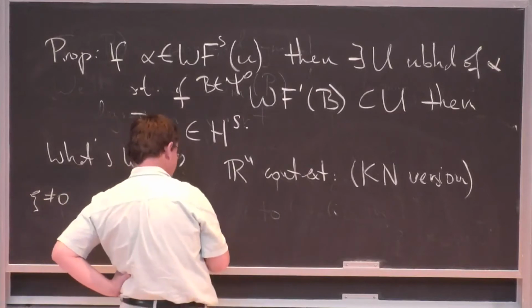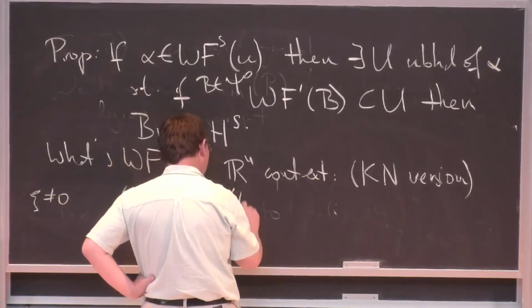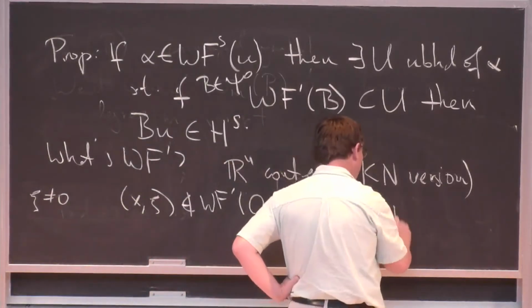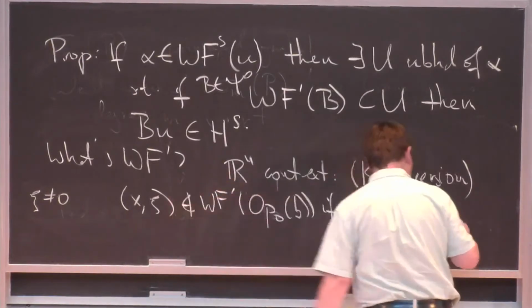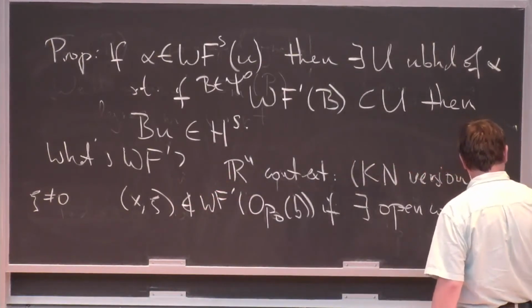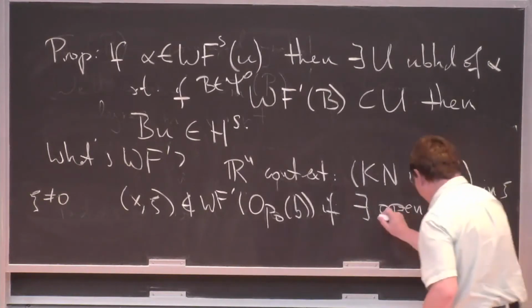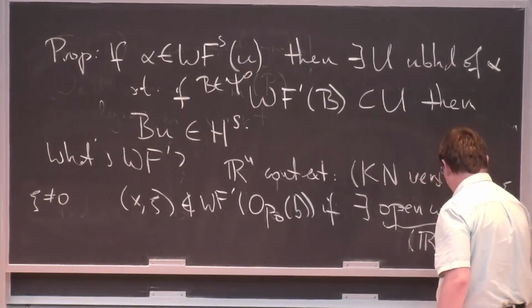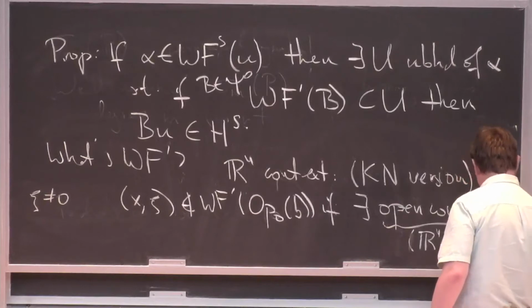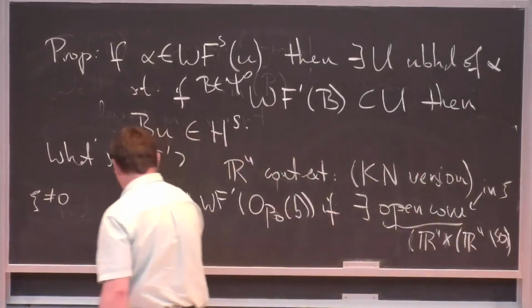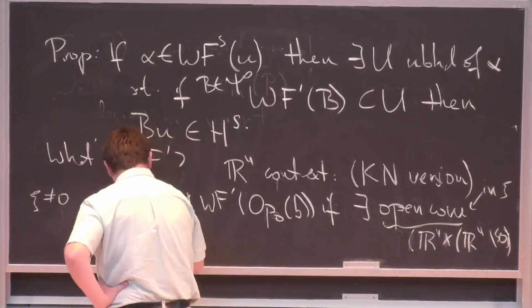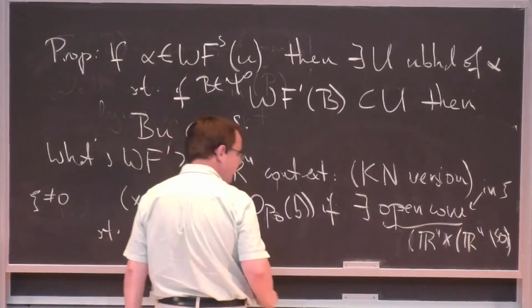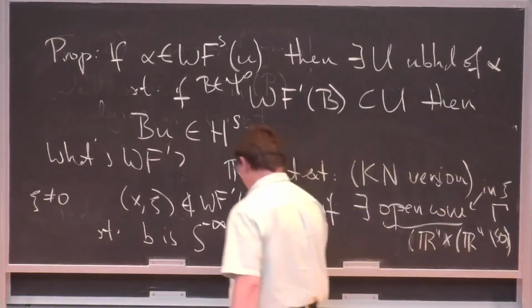So a conic point is not in the wavefront set of the operator, let me say, if there exists an open cone, conic in the xi. The conic behavior is in xi, but the open cone is in the total space, in Rn cross Rn, really Rn cross Rn minus 0, such that this little b is a symbol of order minus infinity, which is to say Schwartz. Let me give a name to the cone, gamma.